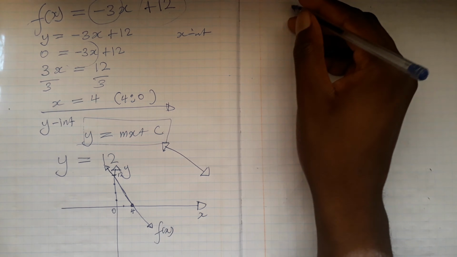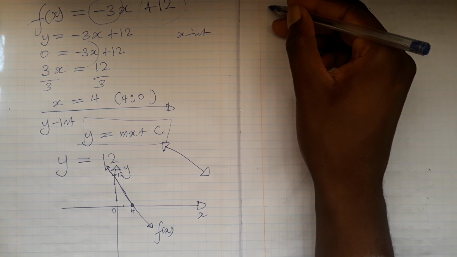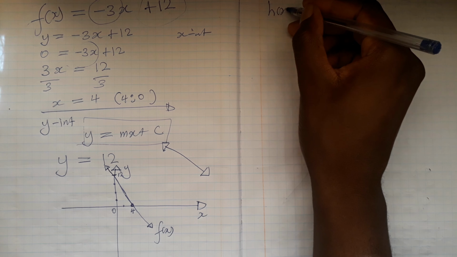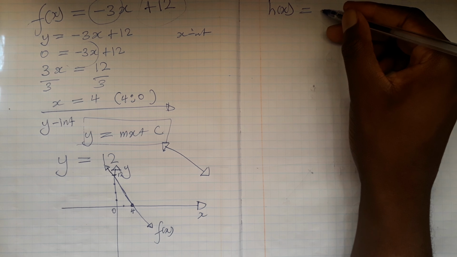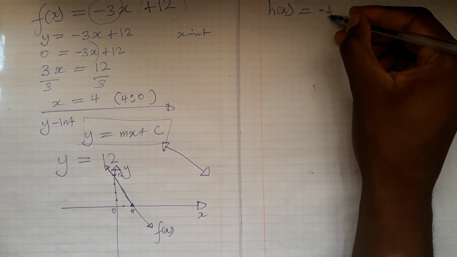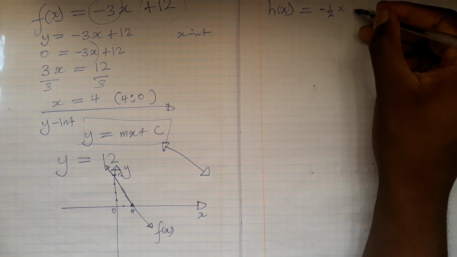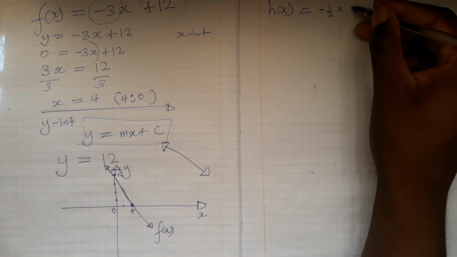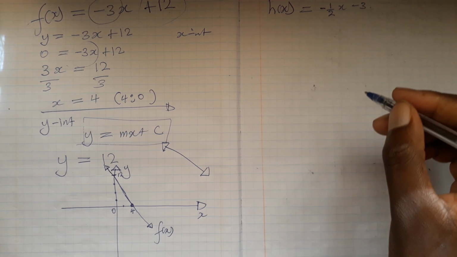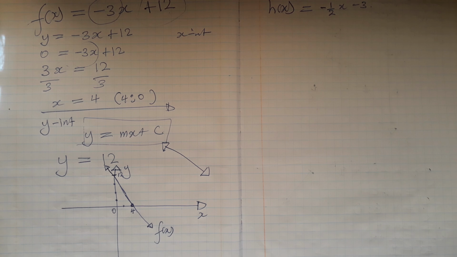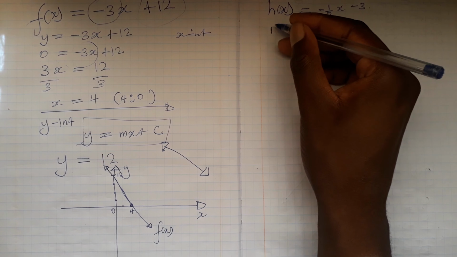Another example, the last one. h of x equals -1/2 x minus 3. This is our example. Then what I'm going to do now is calculate the values of the x-intercept and the y-intercept.